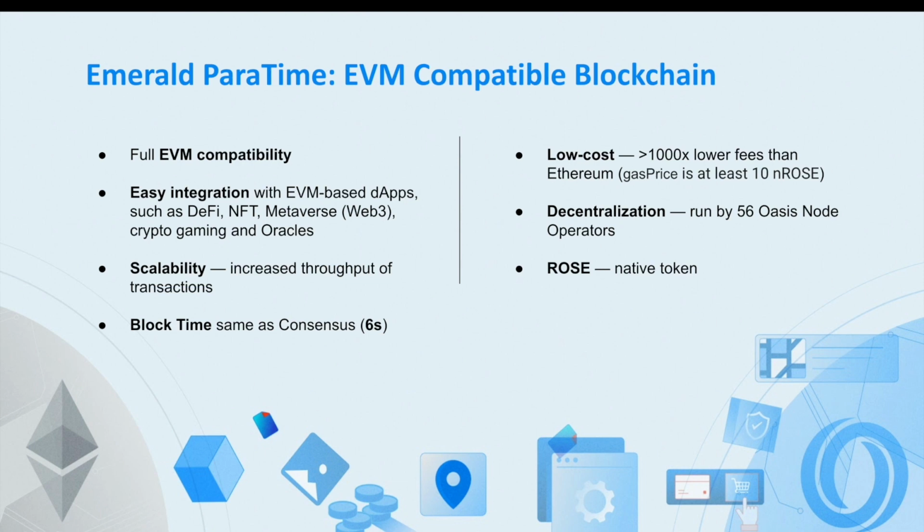Because we have this isolation of, let's say, a layer 2 or layer 1.5 paradigm compared to the consensus layer. Currently, we're running more than 56 Oasis nodes for Emerald, and we are always using ROSE as our native token that runs the blockchain.